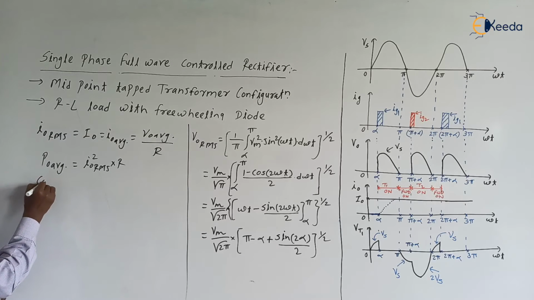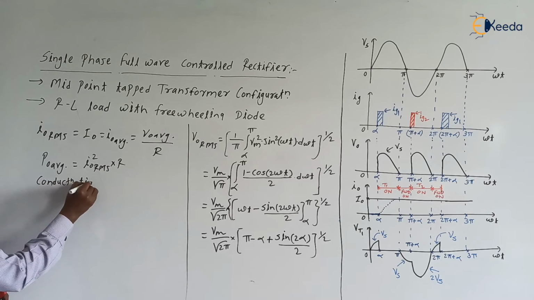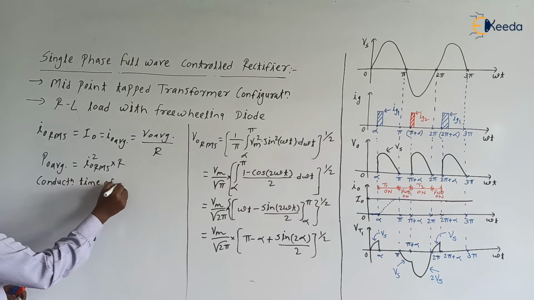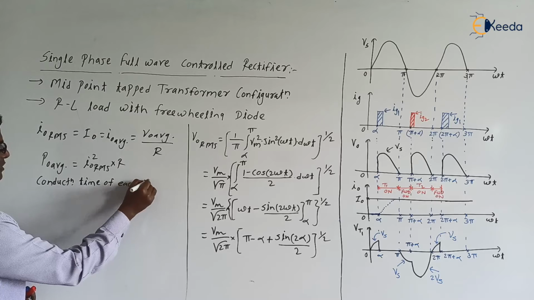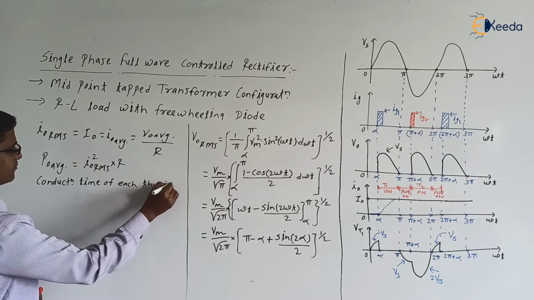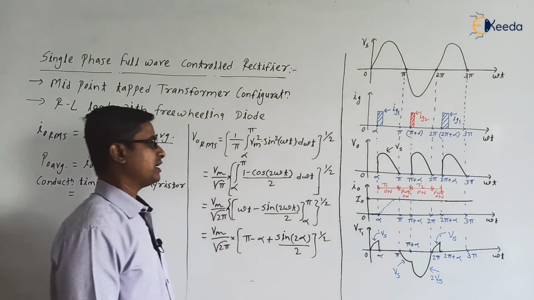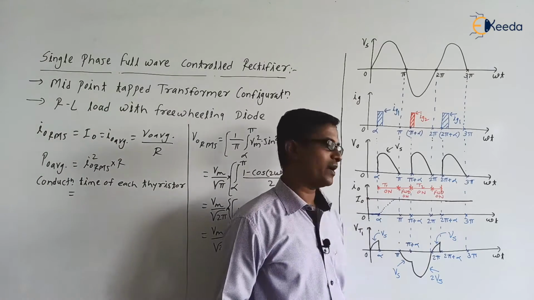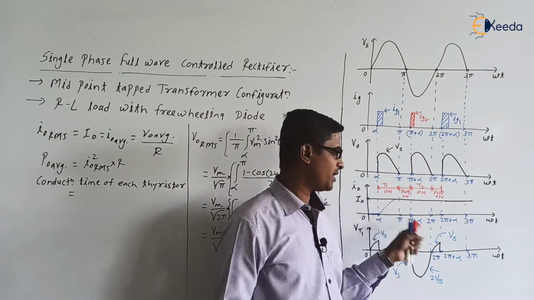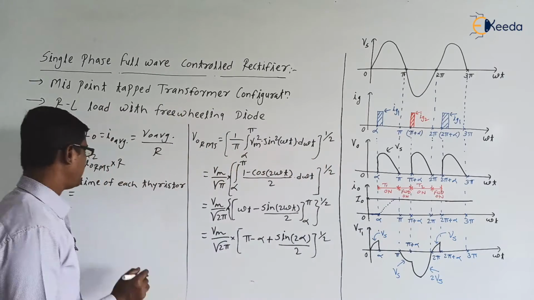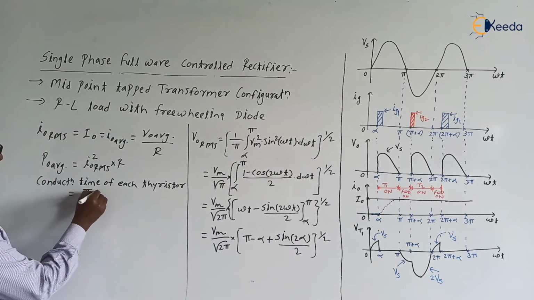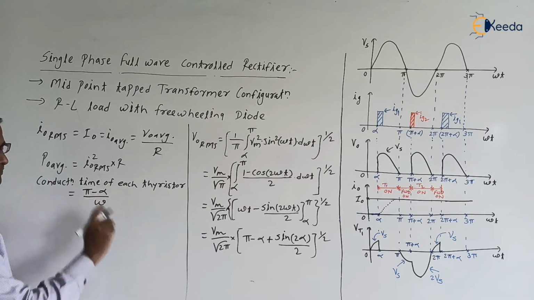Next, conduction time of each thyristor. If you check, thyristor T1 is in the on state from alpha to pi. So what is the conduction time? Pi minus alpha by omega, right? It is pi minus alpha divided by omega, right?